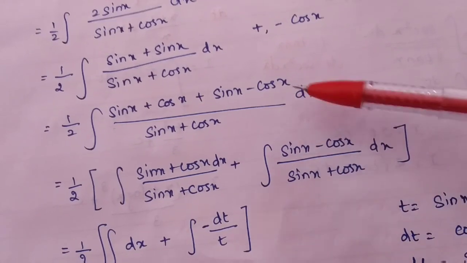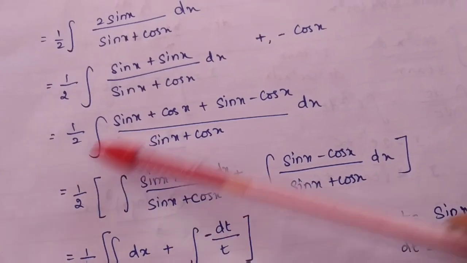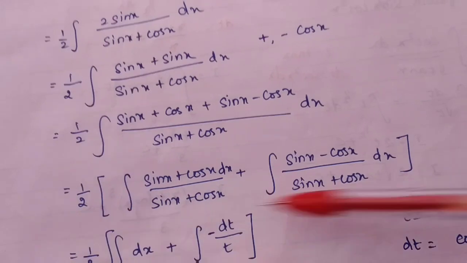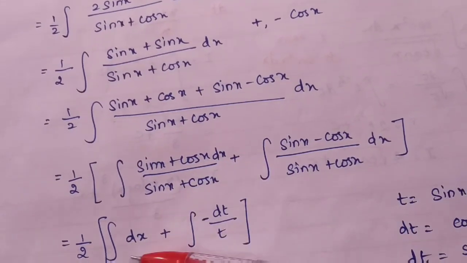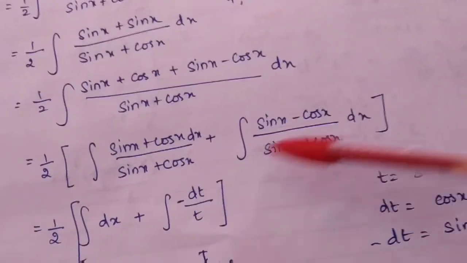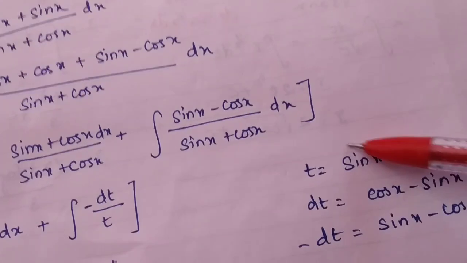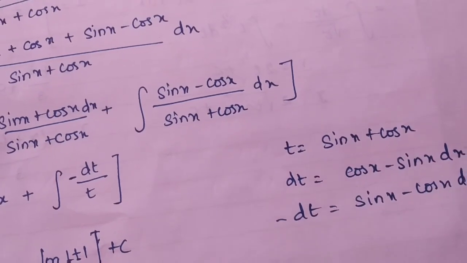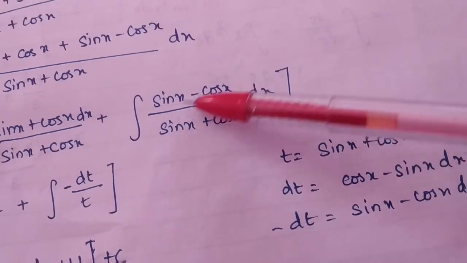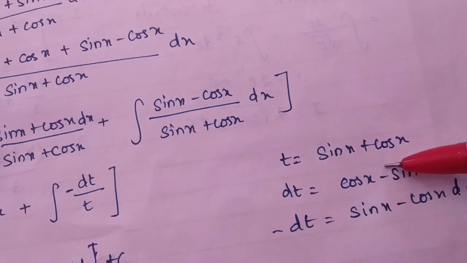And one more thing you need to keep in mind is, this 1 by 2 is common for both the integrals. So, I have only given this bracket. Now, sin x plus cos x and sin x plus cos x will get cancelled. You will get dx. Now, take this to be t. T equal to sin x plus cos x. dt will be what? Cos x minus sin x dx. Check whether you have sin x minus cos x, but here it is cos x minus sin x.